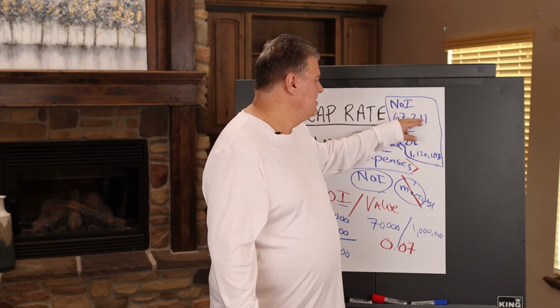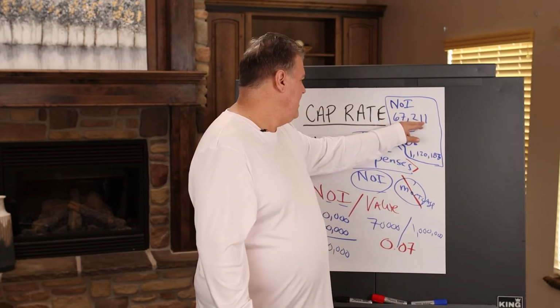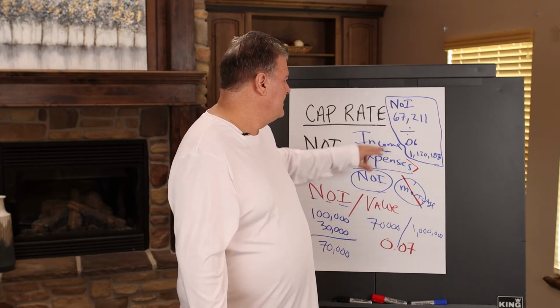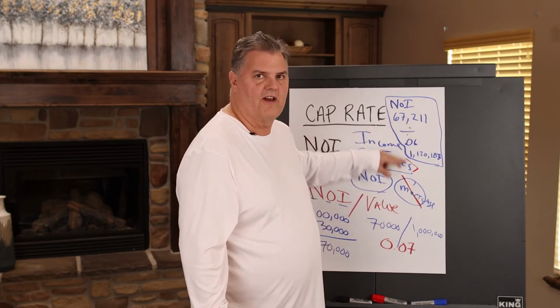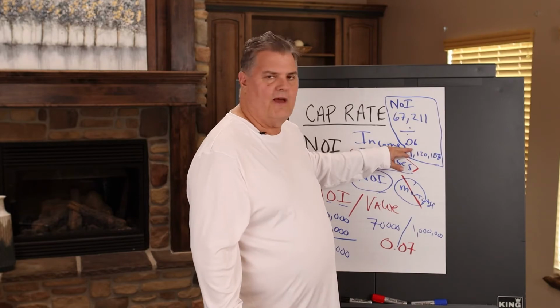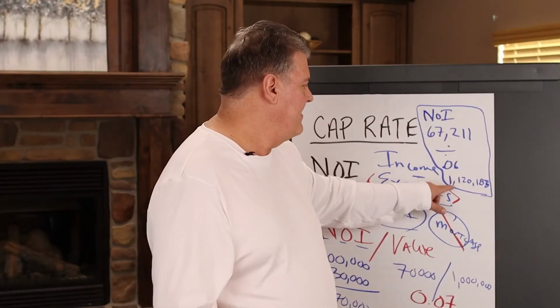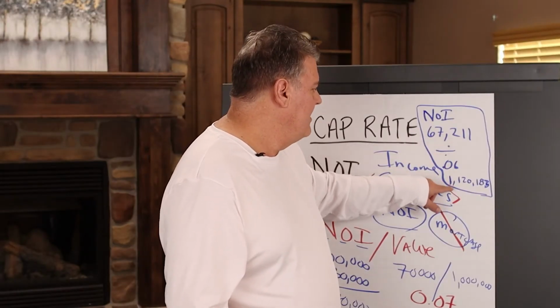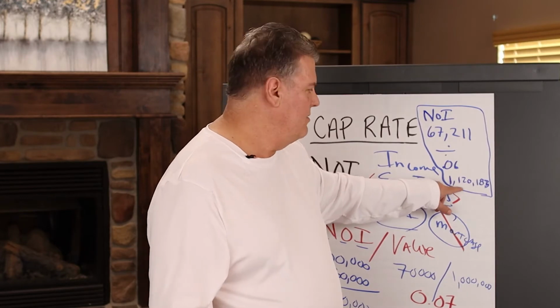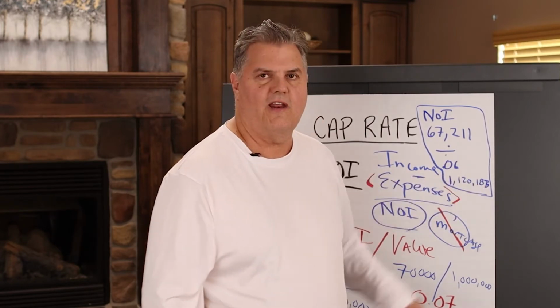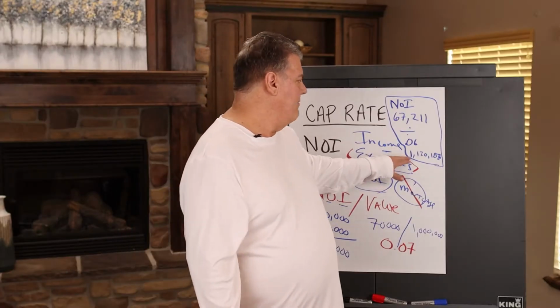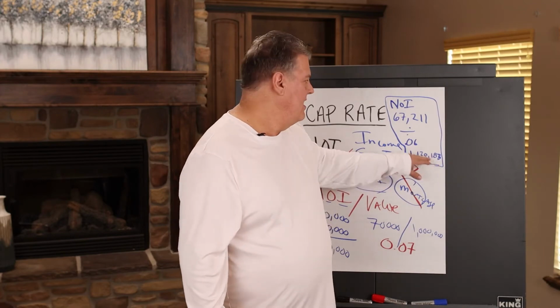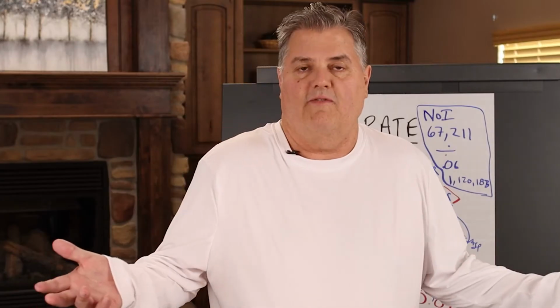So 67,211 is the NOI. NOI again, the income minus the expenses, that's what's left over, not including the mortgage. And we divide that by 0.06, and that tells us at a 6 cap, the value of this property is $1,120,183. So that's about what we would want to pay for the property to figure out if it's the right investment for us or not.